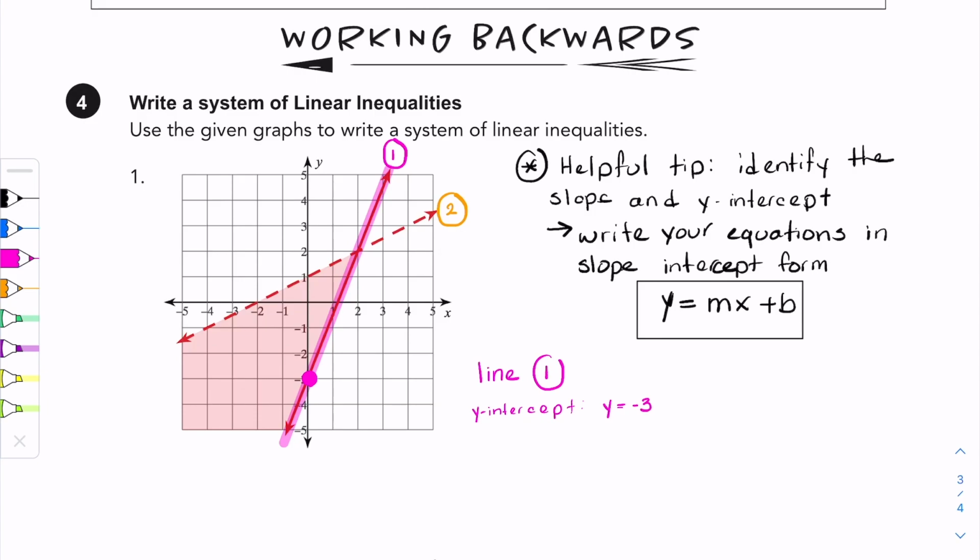Actually, I'm going to erase that and I'm going to write it as b, because that's what it is in the equation. So I'm going to write b equals -3.